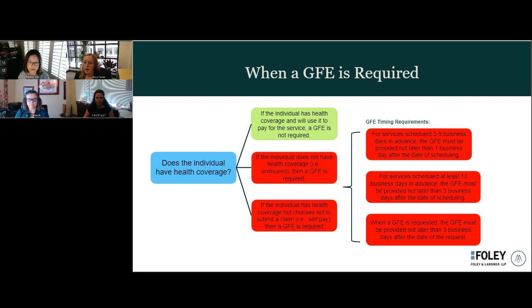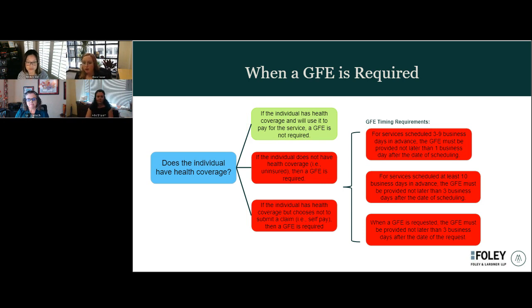There are particular timing requirements to all of these. I don't go into all of them here, but the main ones are: for services scheduled 3 to 9 business days in advance, the good faith estimate must be provided no later than 1 business day after the date of scheduling. For services scheduled at least 10 days in advance, whether it's 10 days, a month, or 2 months, a good faith estimate must be provided not later than 3 business days after the date of scheduling.